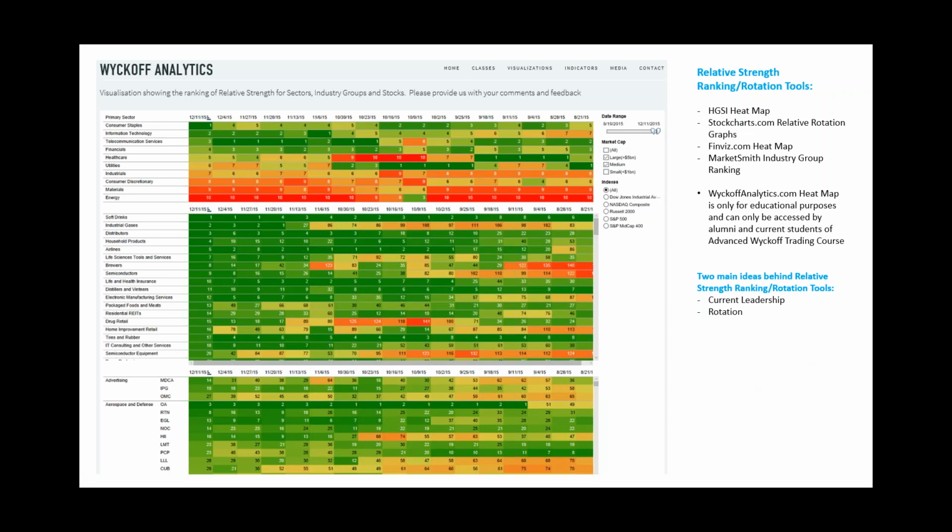There are two main ideas behind any relative strength ranking and rotation tools, and that is current leadership, whether it's on the upside or on the downside, and then rotation. And I think that people actually overestimate the current leadership ranking, and they underestimate the rotational aspect of the relative strength tools. So during our classes on the relative and comparative strength analysis, we basically concentrate only on the rotation.